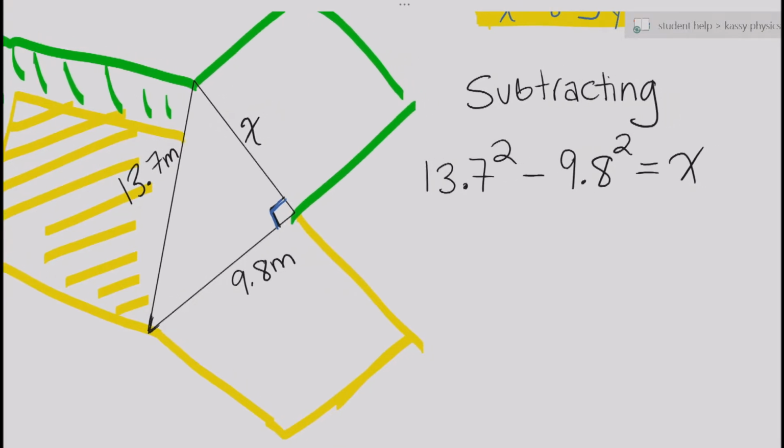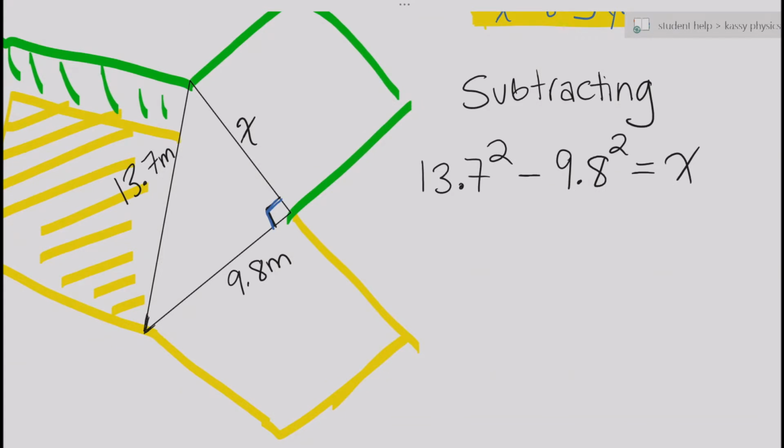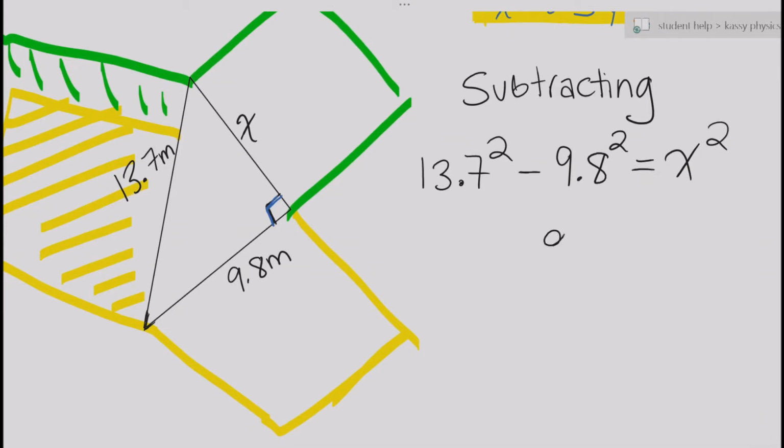Well, with that in mind, we can do this. Or at least we can try. So 13.7 squared minus 9.8 squared. I'm just doing that in my calculator. When I do that, I get 91.65.